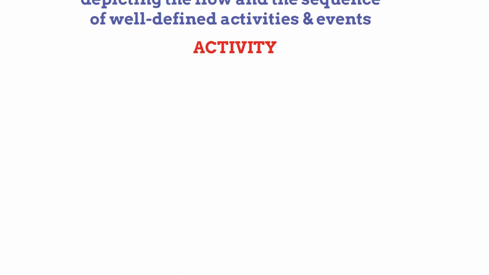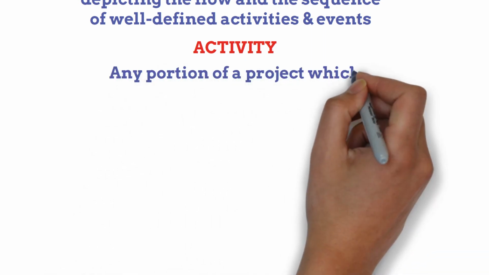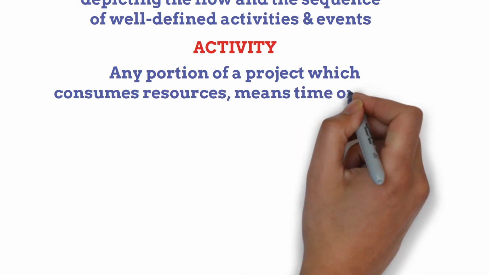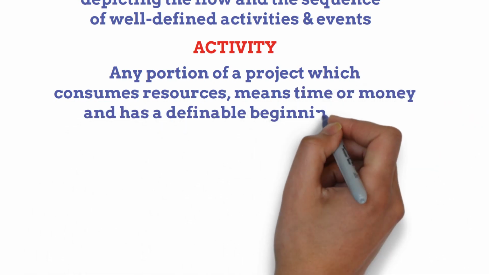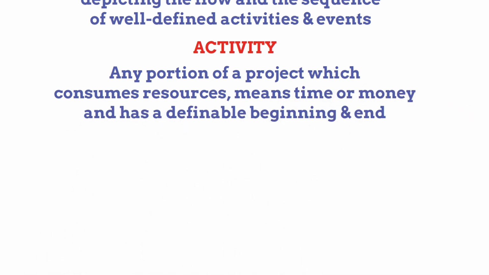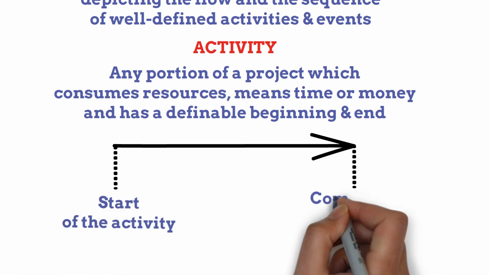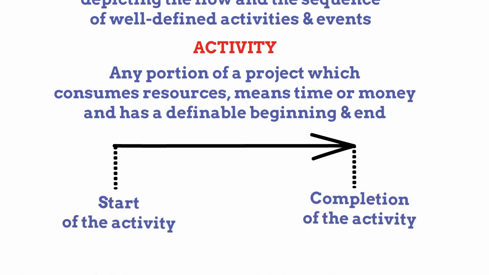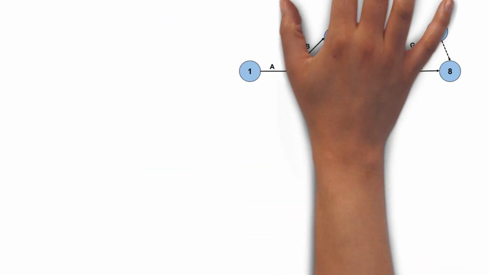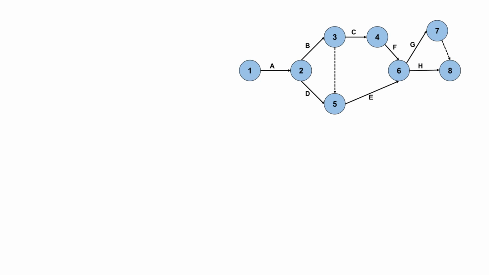Activity. Activity is also known as task and job. It is any portion of a project which consumes resources, meaning time or money, and has a definable beginning and end. An activity is usually represented by an arrow in the network diagram. The tail of the arrow represents the start of an activity and the head of the arrow shows the completion of the activity. There are different types of activities. Let us understand it with this example of network diagram.